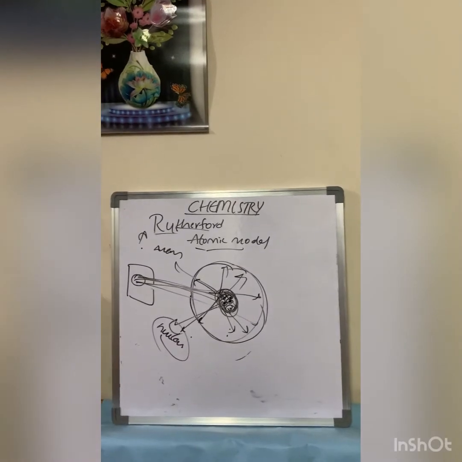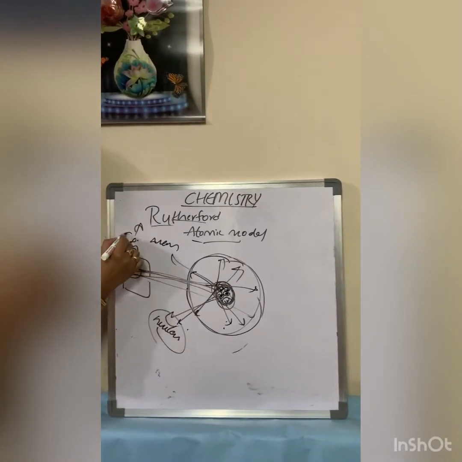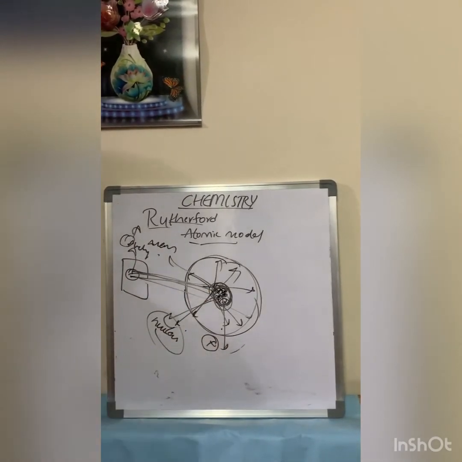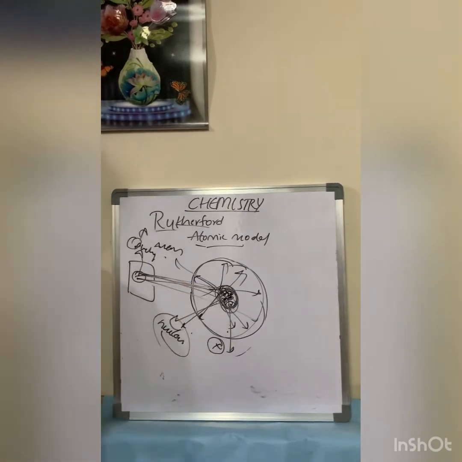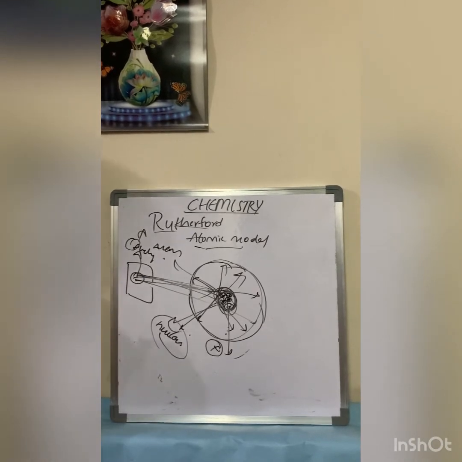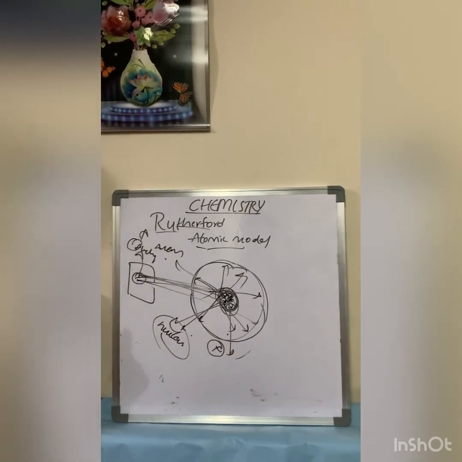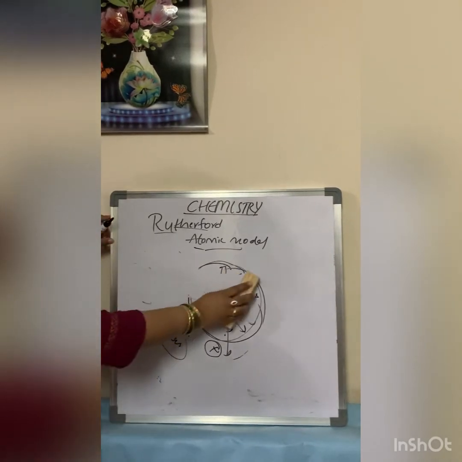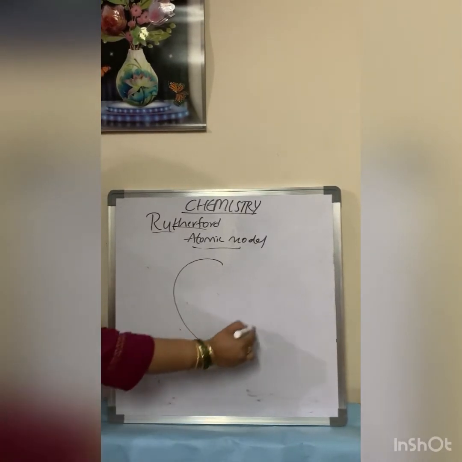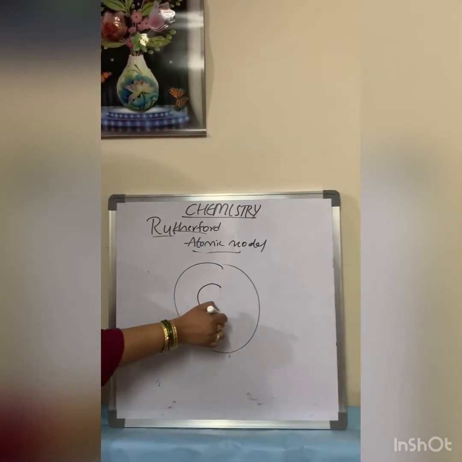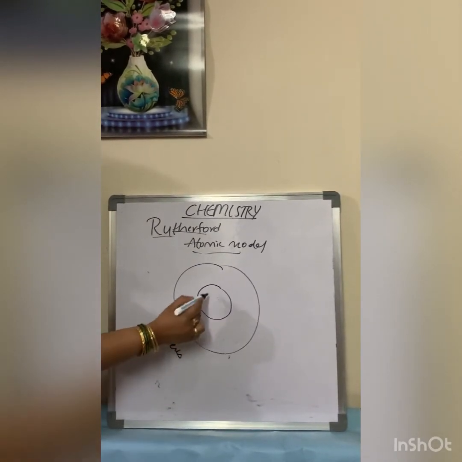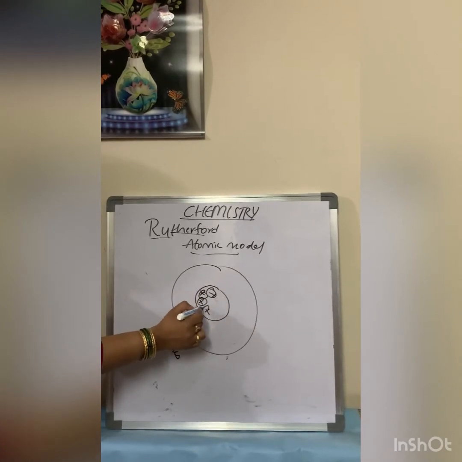Why are they rebounded? Because the alpha particles are positively charged and the protons are positively charged, there will be repulsion, because like charges repel and unlike charges attract. In the same way, here also it applies. So the final conclusion was that in an atom, the positive charge is there only at the center, that is inside the nucleus. This is what he concluded.